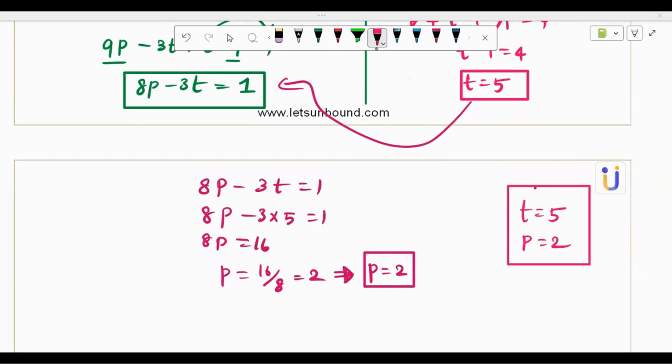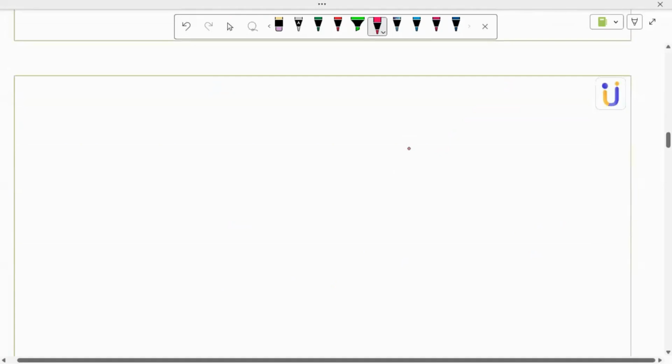So next part, find the range of g. Let's go with that. Okay, before that, a quick recap on what the range of a quadratic function is.